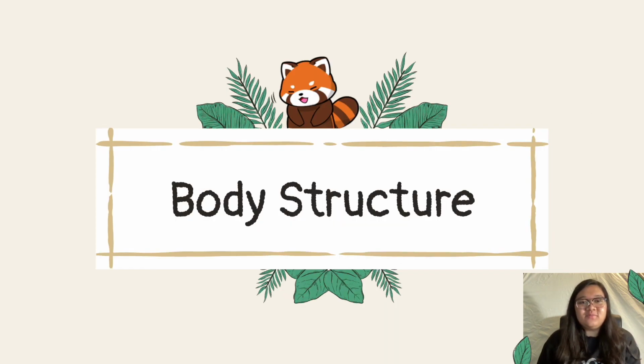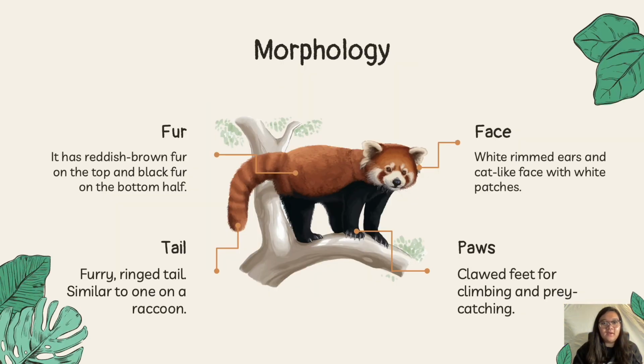So the next thing we're going to be talking about is the red panda's body structure. In terms of its morphology, this beautiful animal has reddish-brown fur on the top and black fur on the bottom half of its body.